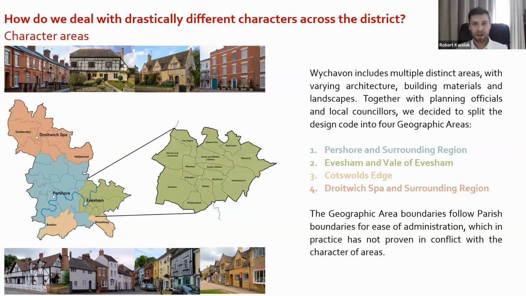So we had to decide how exactly we tackle this issue of character area. So we decided to split it up into 4. Cotswolds Edge at the very south would be its own area, Pershore and the surrounding region its own, and then Evesham and the Vale of Evesham and Droitwich Spa in the north would all be their own character areas, which we'd code for separately. That doesn't mean that we'd start from scratch every time, but we wanted the documents to be easy to pick up for a developer, an architect, any designer, or even a resident, and have it focused just on the area where they happen to live or where they might be designing.